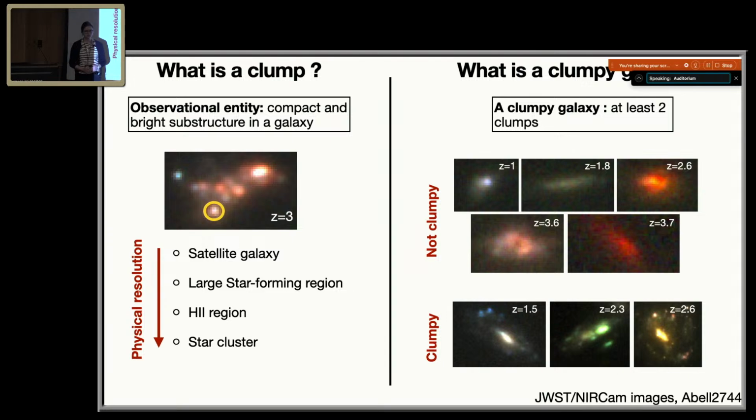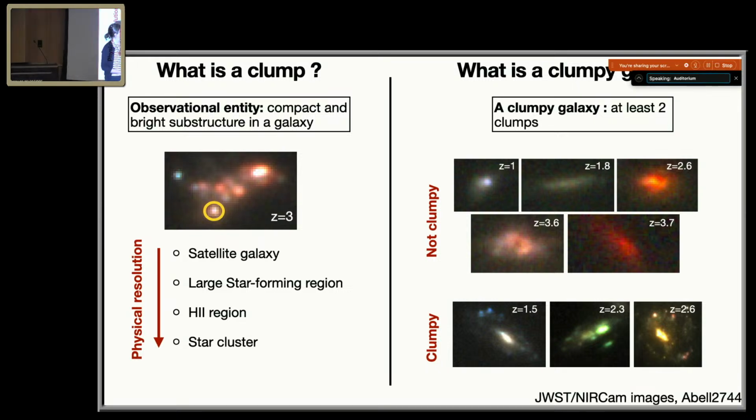So before continuing, I will just take 1 minute to explain what we call a clump as observers. So for us, a clump is an observational entity, so it's a compact and bright substructure detected within a galaxy, like this one, for instance. And then depending on the physical resolution that you can reach, which depends on the redshift and the magnification, it can be a lot of different things. It can be a satellite galaxy, it can be a large star-forming region, it can be smaller star-forming regions, and if you have very high magnification, you can break down to individual star clusters at high redshift.